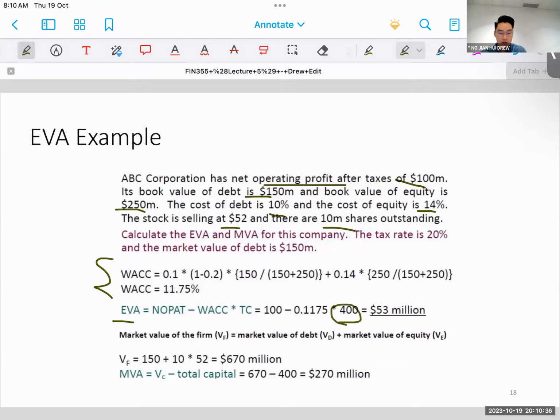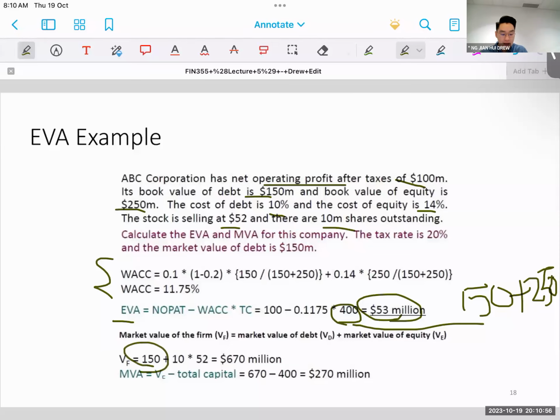So 400, this one is basically just 150 plus 200, right? Your total capital employed. Now, once we calculate the EVA, economic value added, then because we know that we have this amount of debt and this amount of equity, we can calculate the value of the firm.